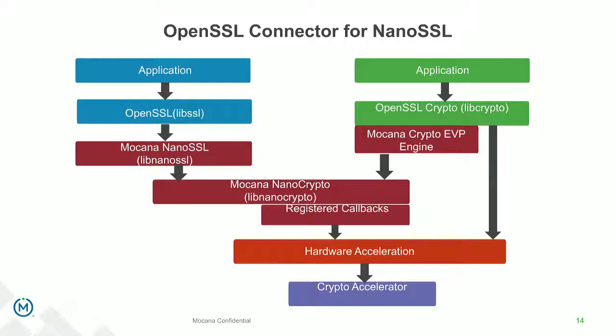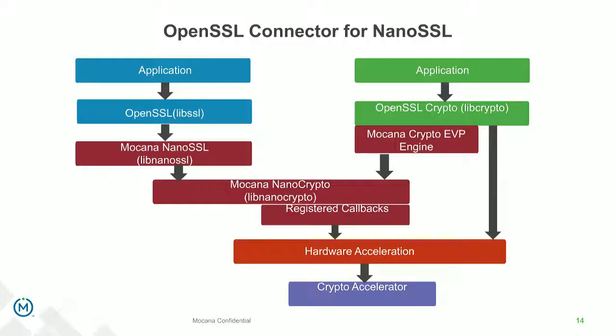So what it means to use our OpenSSL connector is that applications that are OpenSSL enabled today can migrate without having to be rewritten. So on the left side, you see an application indicated in blue that uses SSL functionality of OpenSSL by linking into libSSL. On the right side, you see an application in green that is using OpenSSL for crypto functionality using libcrypto. Now, what we provide is a patched version of libSSL and libcrypto. We provide you the patches. We also provide you the patched version of these libraries.